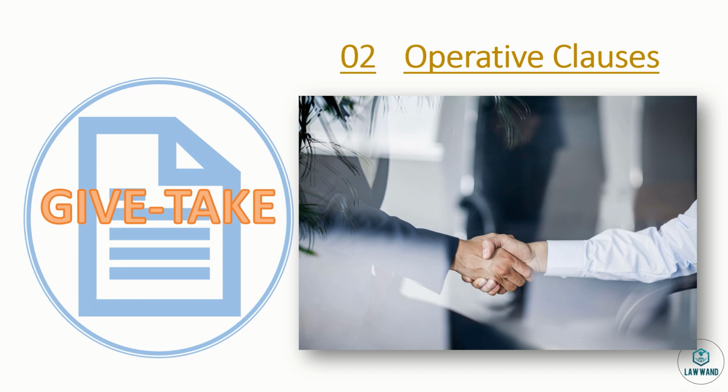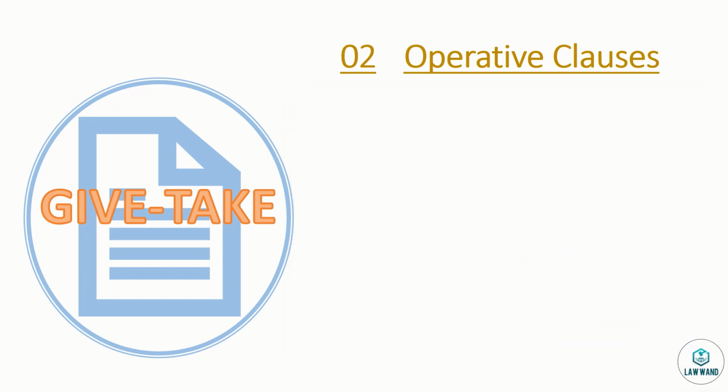Here, the seller is giving his product and taking money, and the buyer is giving the money and taking the product. So it is all about what is being given and what is being taken. So that was the gist about operative clause.